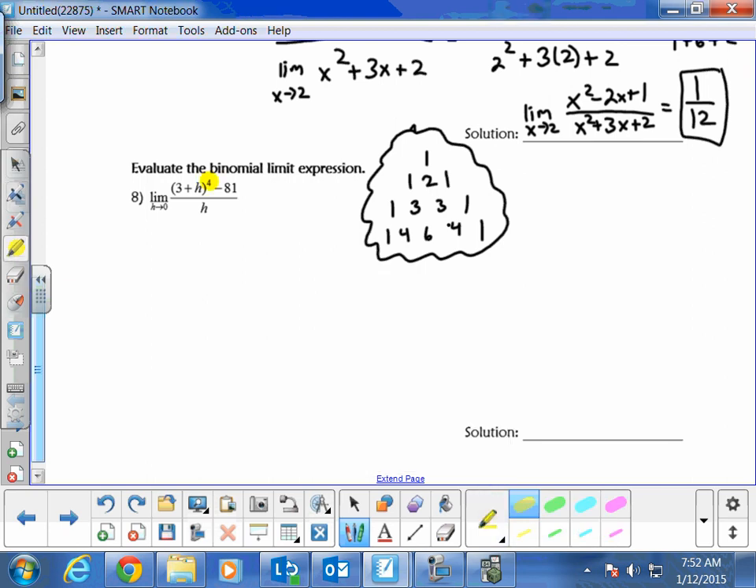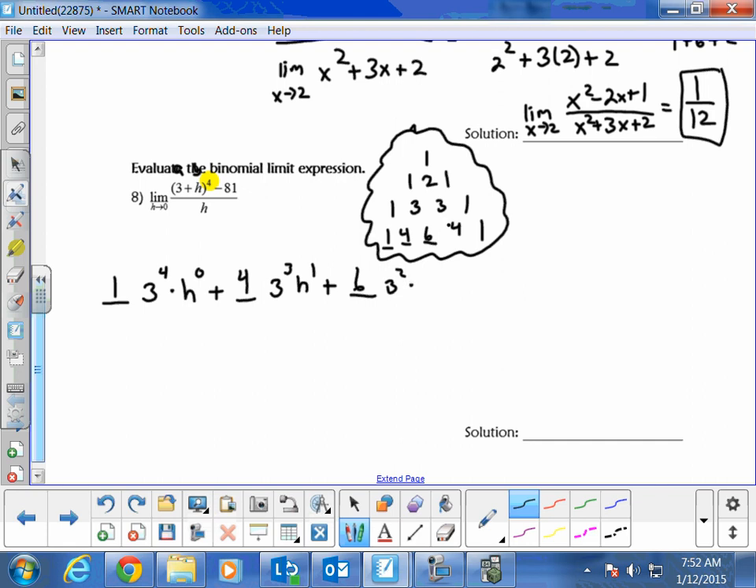So in this case, all we have to do now is know that this is A and this is B. And when we do our binomial expansion, we start with our coefficient, and then the value A to the highest power, and B to the lowest, to zero. And then we continue and alternate. So 4 will be the next coefficient, which comes from there. I've used those two. And then I'm going to be doing 3 cubed now, h to the 1, plus my next coefficient, the 6, with now 3 squared times h squared. And now the next coefficient, which is 4, 3 to the 1 times h cubed.